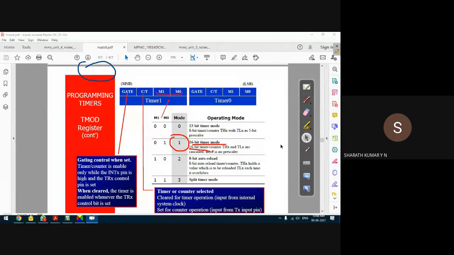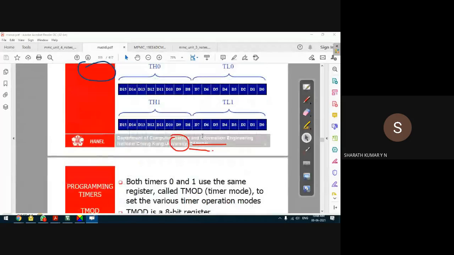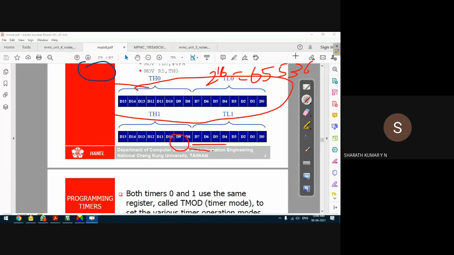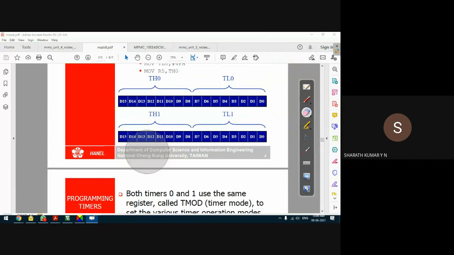If you can observe this diagram, all the 16 bits of the timer are used, all 16 bits to count the clock pulses. So 16-bit means 2 power 16, which is 65,536 clock pulses that can be counted. So that is the 16-bit mode of operation of the timer.